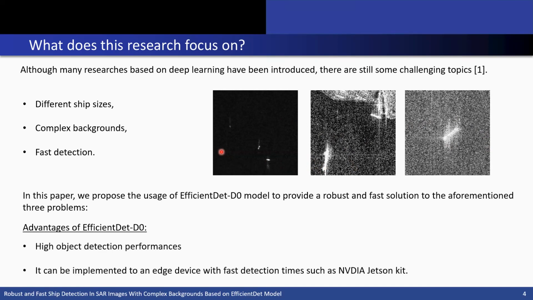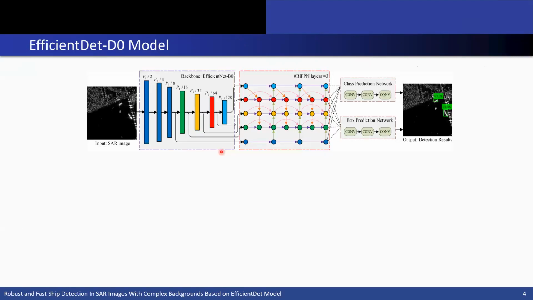EfficientDet has lots of advantages, but two of them are high object detection performance, and it can be implemented on an edge device with fast detection times. Here is the architecture of the EfficientDet model. First, the image is applied to the EfficientNet B0 backbone network, and it provides multi-scale features from P3 to P7 layers. These outputs are applied to BiFPN networks.